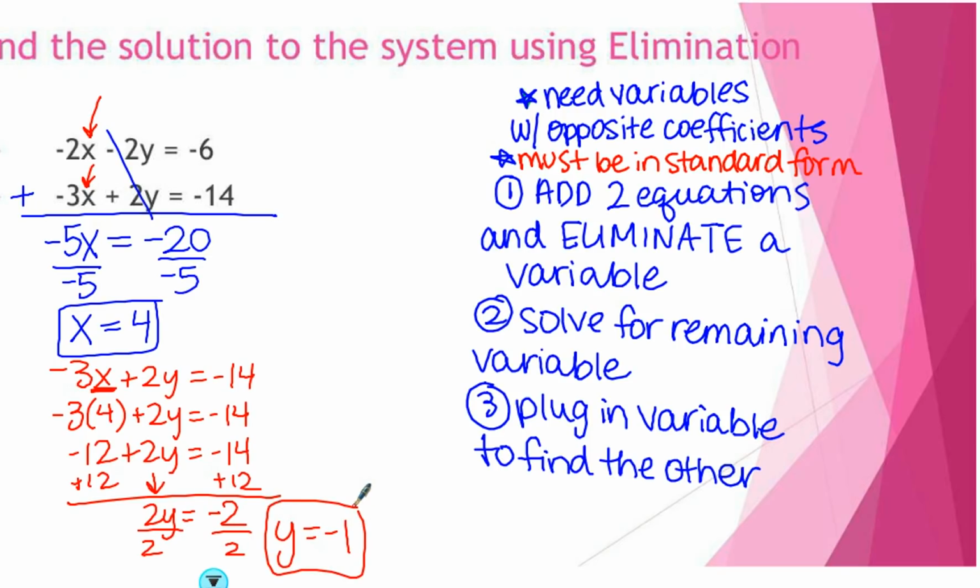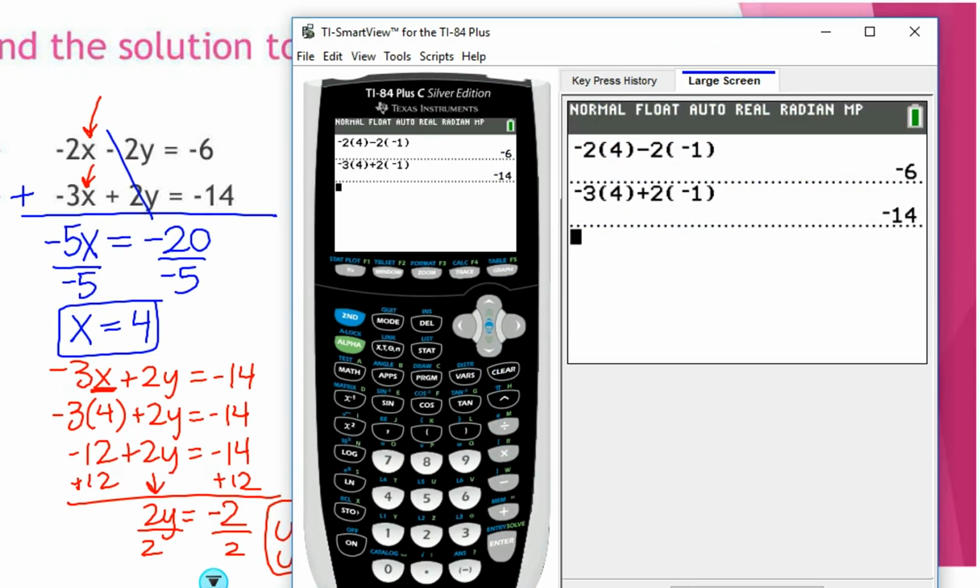Remember, it's always important before you box your final answer to take the time to plug it in. This is already set up for us. All I did is plug the x and y values I got into my calculator. So I have -2 times x minus 2 times y, and it should equal -6. Then I did the same thing for my second equation, -3 times 4 plus 2 times -1, and I got -14. In the event you plug in your x and y values and you don't get the answers on the right hand side, then you need to go back and check your steps.